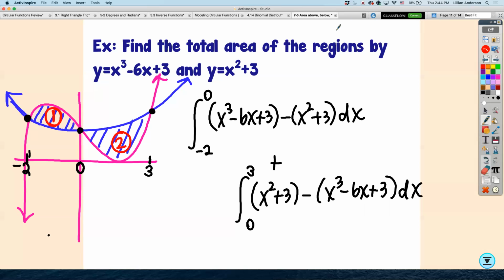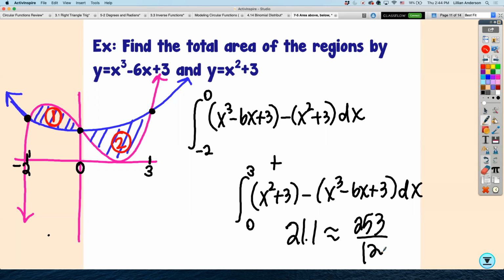So the area is going to be what again? 21.1. 21.1, or what's that as a fraction? 253/12. There we go. So that's how you find the area between two curves.